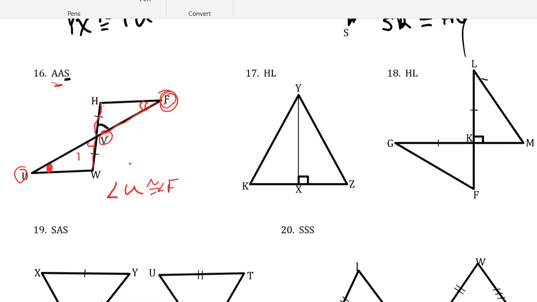All right. Hypotenuse leg. So first, for hypotenuse leg, you have to have a right triangle. These two guys are both right triangles. We have that marked here. That would mean this is also a 90-degree angle.